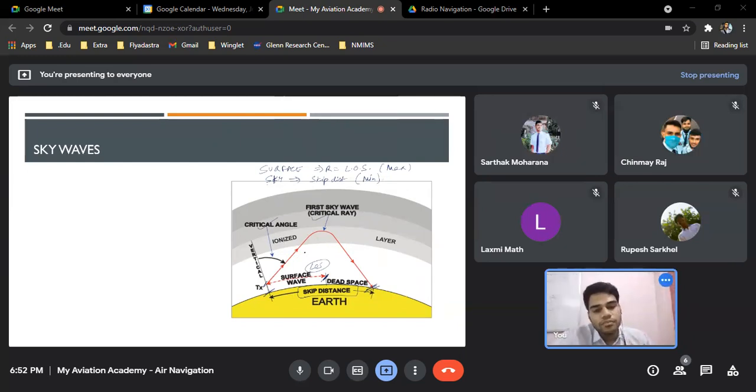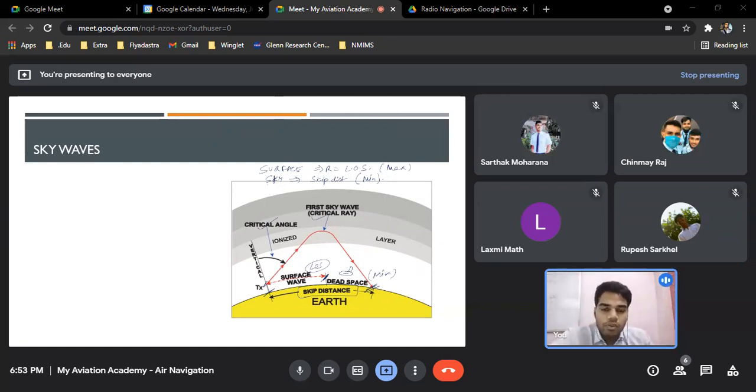Why dead space? If I have an aircraft in this area, the aircraft will actually not be able to get any radio waves because this is the minimum distance. If I wanted to have a ray here, I won't be able to have it with the same critical angle. I will have to reduce my critical angle. When I do that, what will happen? My radio wave will go outside. So this is not possible.